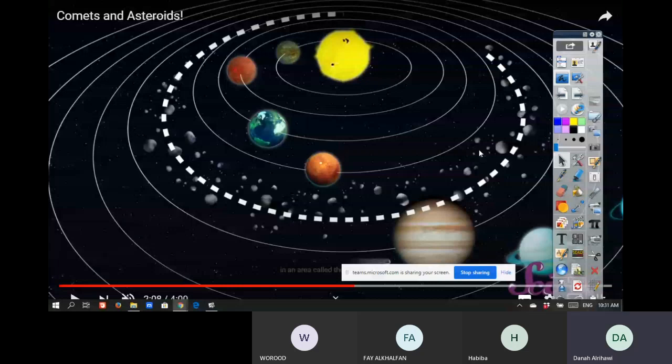Now, the asteroids, as we said, are kept in their place because of the gravity of Mars and Jupiter. So Mars kept them here and Jupiter kept them there. That's why they didn't crash into the Earth. This is what I want about asteroids.